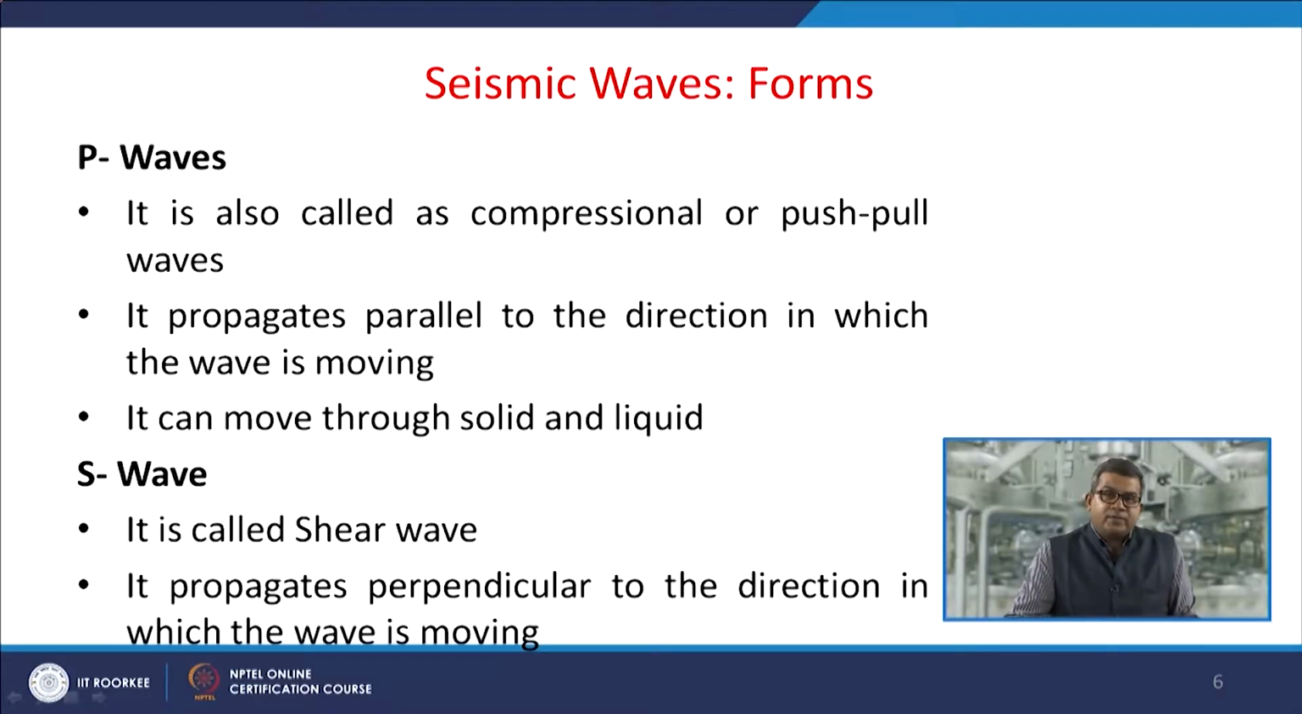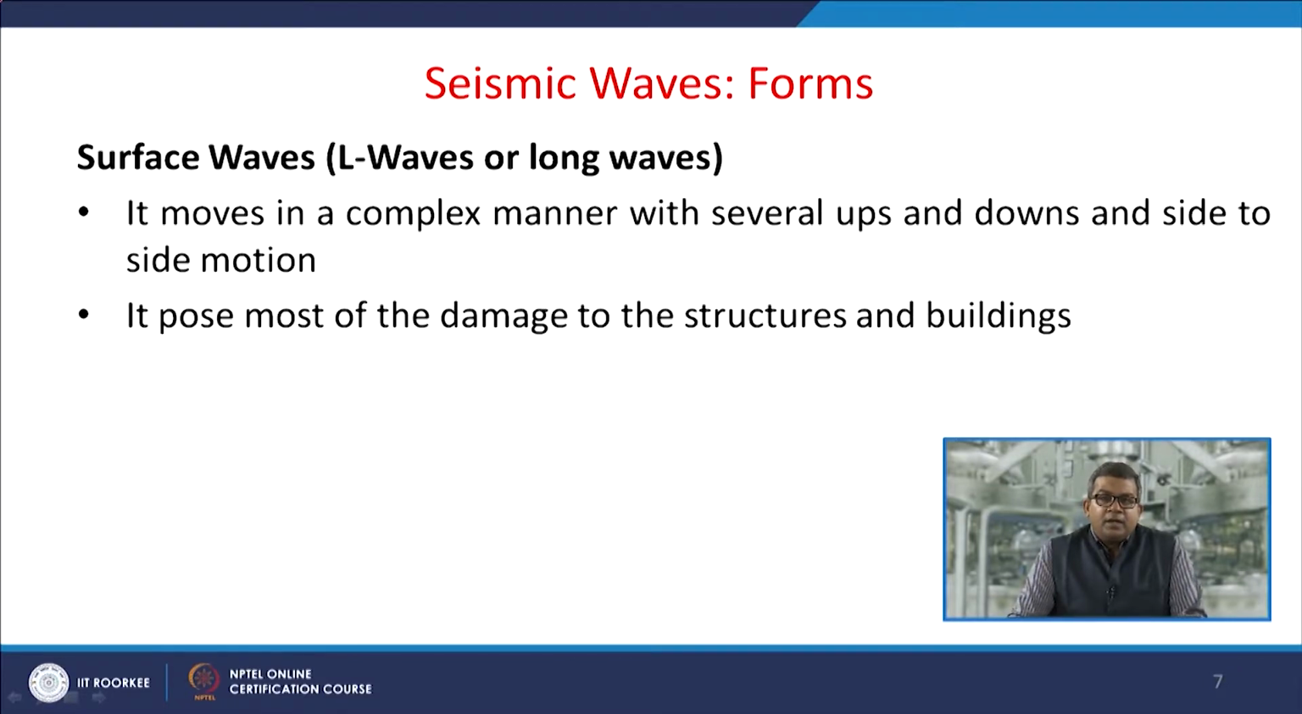There are various forms of seismic waves. One is the P wave, also called the compressional or push-pull wave. It propagates parallel to the direction in which the wave is moving, and it can move through solid and liquid. There is the S wave, called the shear wave, which propagates perpendicular to the direction in which the wave is moving. Another is the surface wave, sometimes referred to as L waves or long waves. It moves in a complex manner with several ups and downs and a side-to-side motion. It causes most of the damage to structures and buildings.